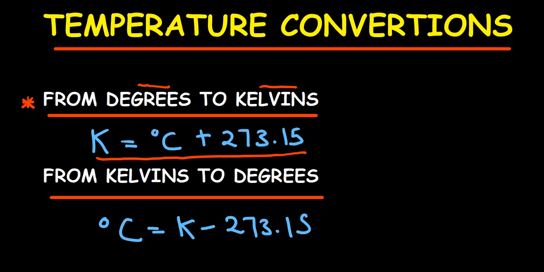And then for us to convert from kelvins to degrees, we're just going to use the opposite. The opposite is just making C the subject of the formula. From there you're going to get this formula here.